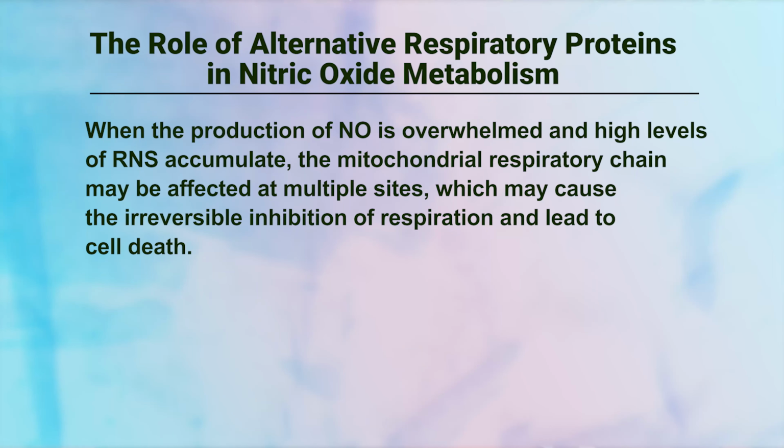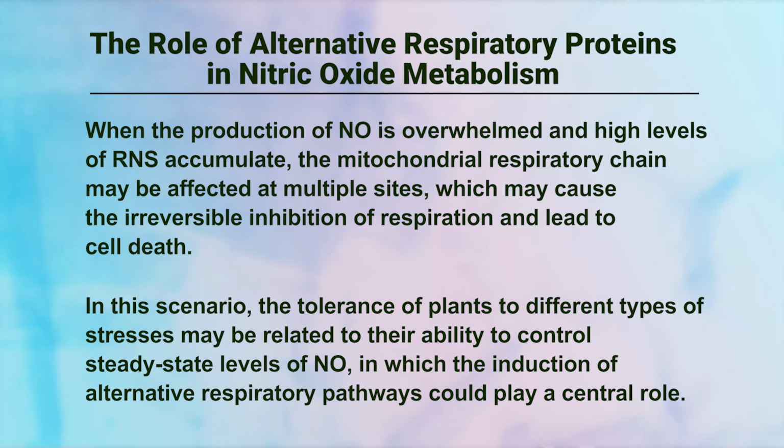When the production of NO is overwhelmed and high levels of RNS accumulate, the mitochondrial respiratory chain may be affected at multiple sites, which may cause the irreversible inhibition of respiration and lead to cell death. In this scenario, the tolerance of plants to different types of stresses may be related to their ability to control steady-state levels of NO, in which the induction of alternative respiratory pathways could play a central role.